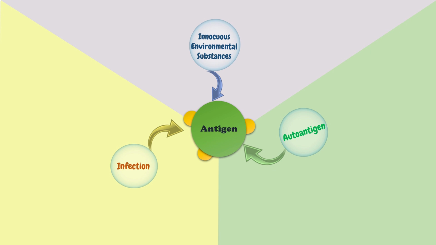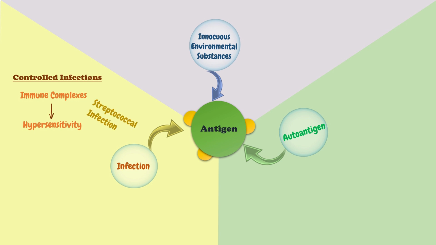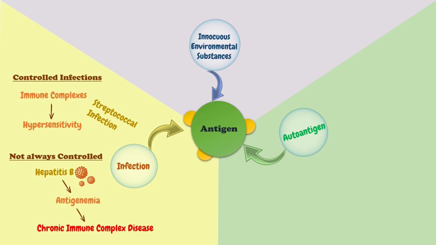So, follow me. Well, the first one is infectious antigens. Most infections are short-lived and are controlled by the immune response. Even in such rapidly controlled infections, immune complexes may cause hypersensitivity, such as after streptococcal infection. Infections such as hepatitis B are not always controlled and can cause sustained high levels of antigen in blood, called antigenemia, resulting in more chronic immune complex disease.